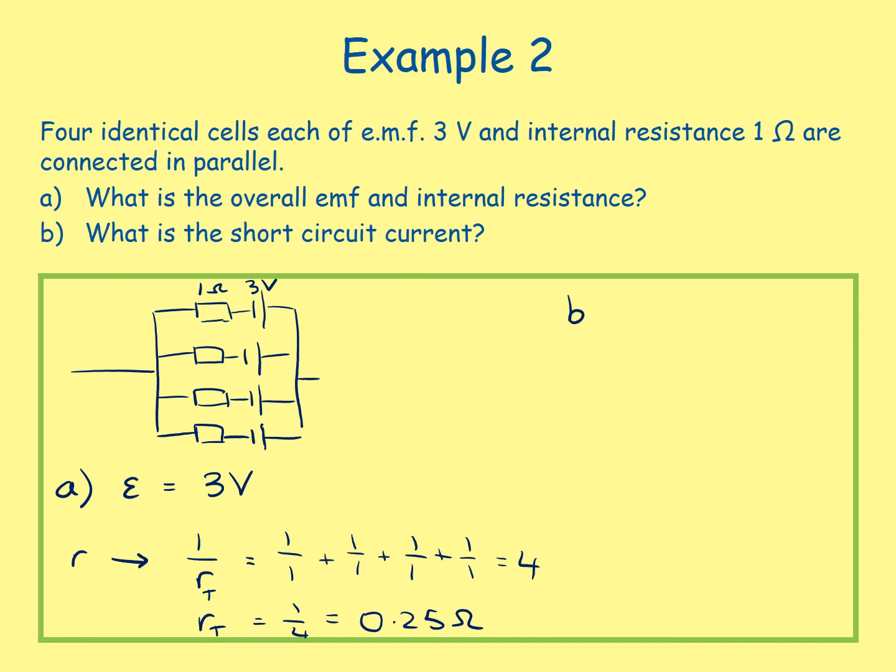Thinking about part B, the short circuit current, again, our EMF is just equal to I multiplied by the internal resistance. So that's 3 equals I multiplied by 0.25. Rearranging that, our current is equal to 3 over 0.25, which gives us a final answer of 12 amps.